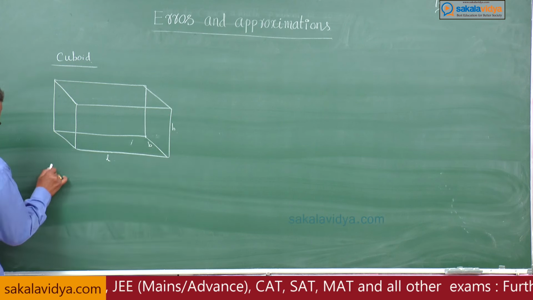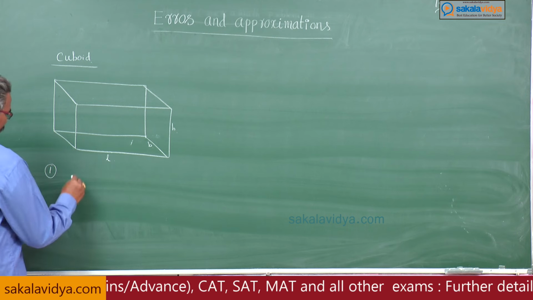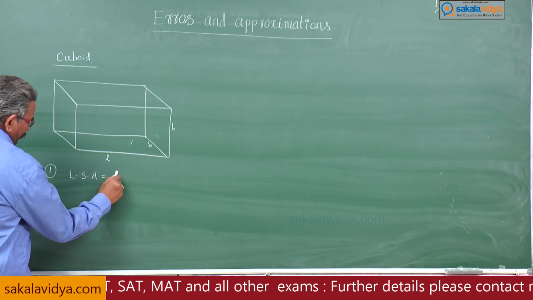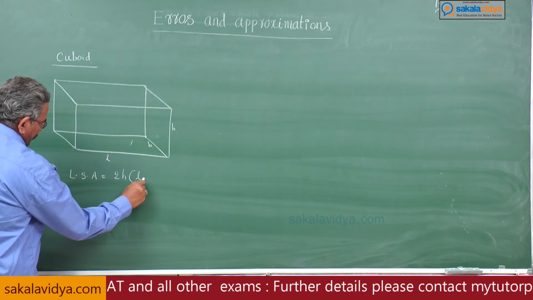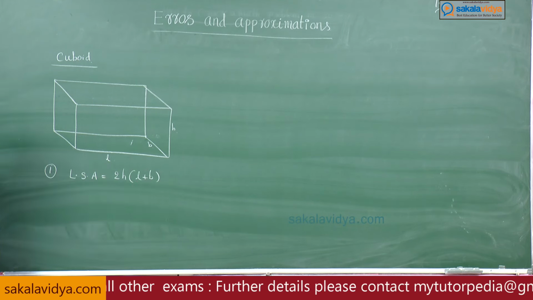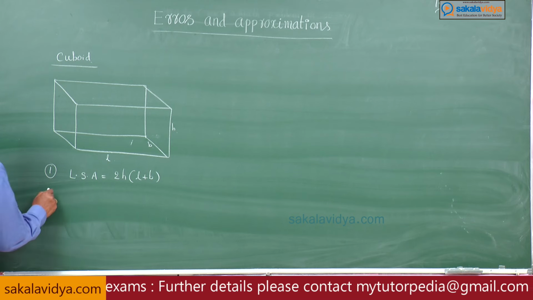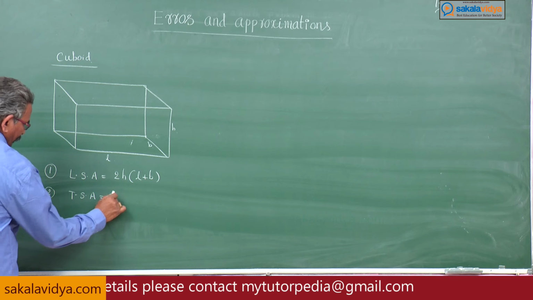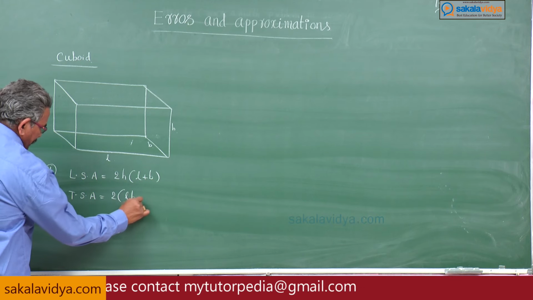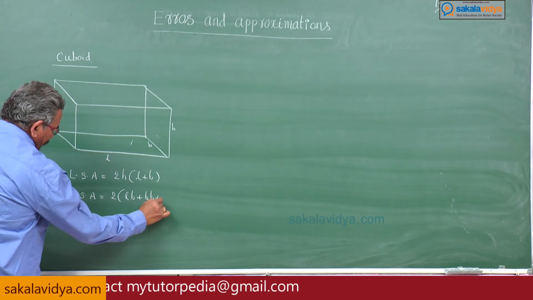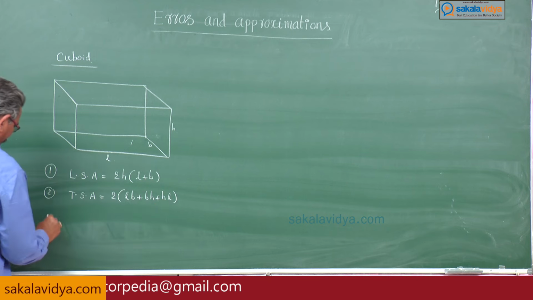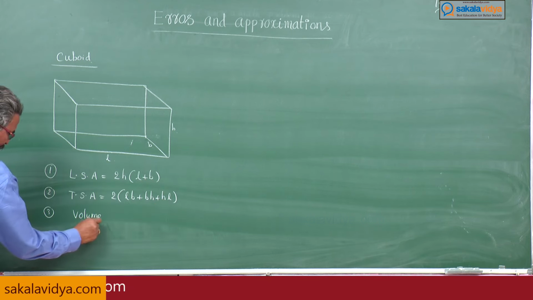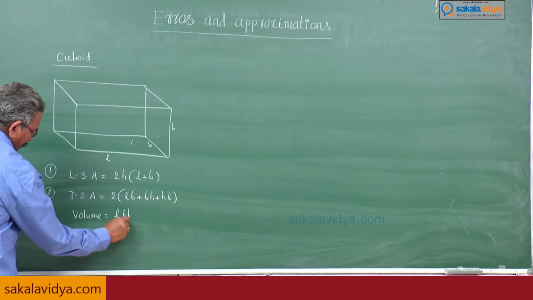The first, lateral surface area: 2h into L plus B. Okay, next total surface area: 2 into LB plus BH plus HL. Third, volume: L into B into H.